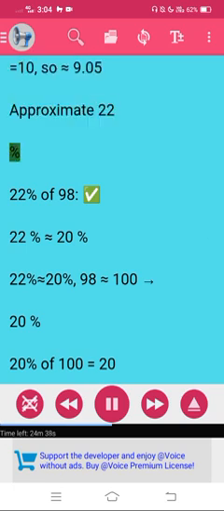Approximate 22% of 98. Check mark. 22% approximately equals 20%. 98 approximately equals 100. 20% of 100 equals 20.